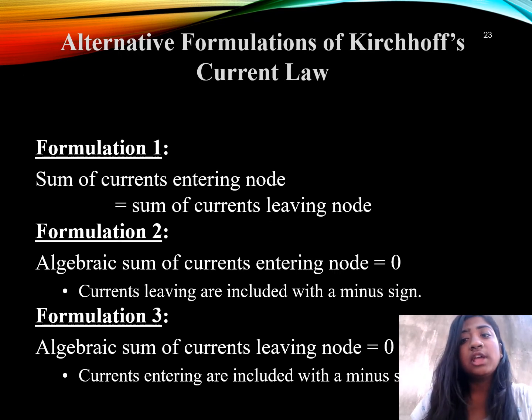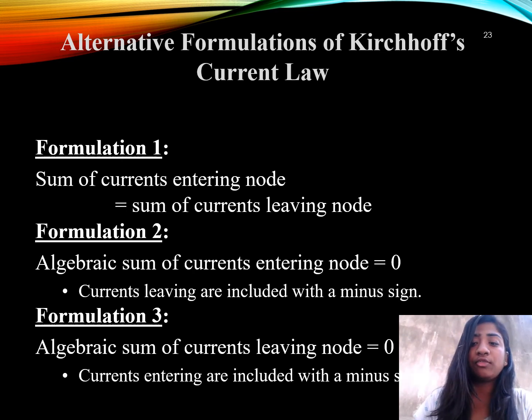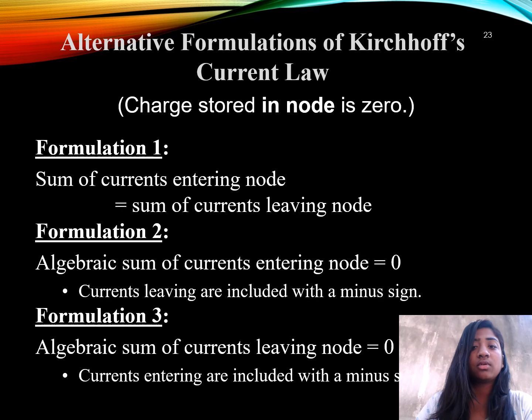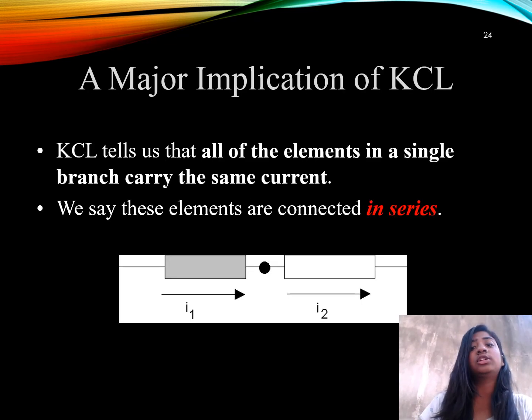Alternative formulations of KCL. Formulation 1: sum of currents entering the node equals sum of currents leaving the node. Formulation 2: algebraic sum of currents entering the node equals 0. Currents leaving are included with a minus sign. Or, algebraic sum of currents leaving the node equals 0. Currents entering are included with a minus sign. And charges stored in the node are 0.